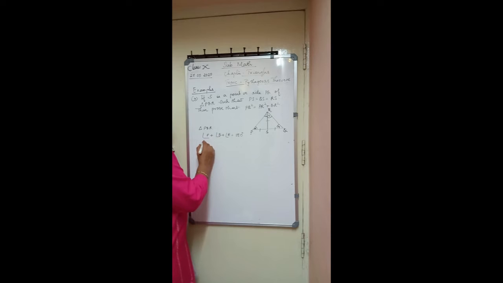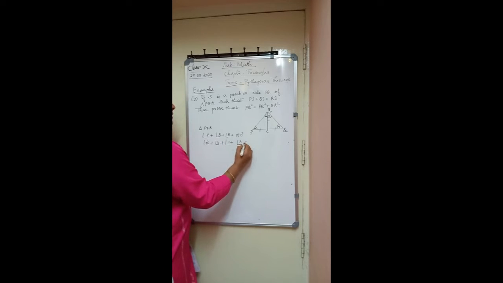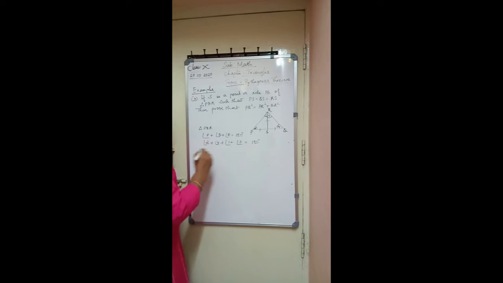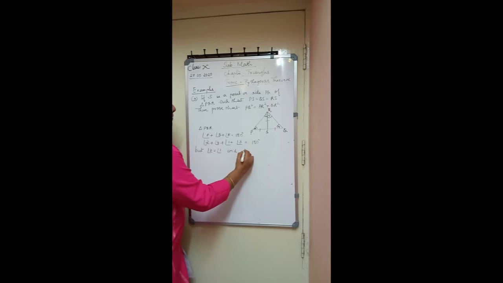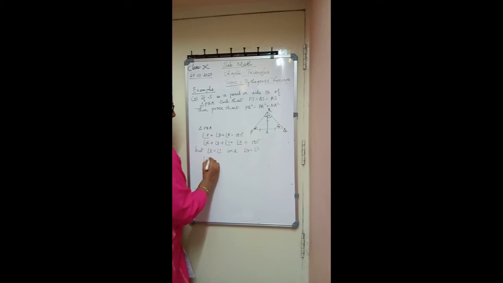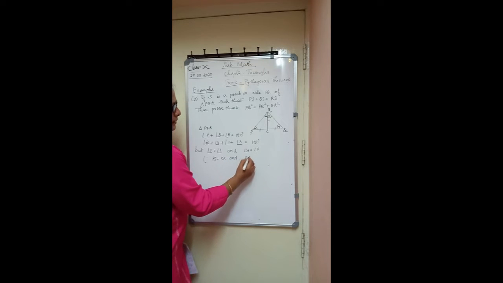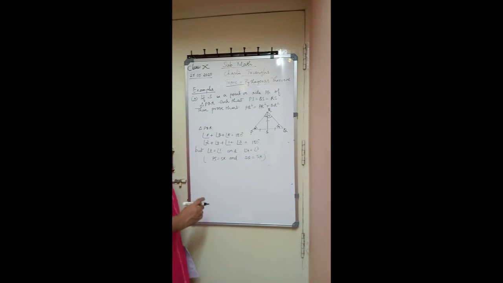So what is angle P? Angle 2. What is angle Q? Angle 4. What is angle R? 1 plus 3. Angle 1 and angle 3 equals 180 degrees. But angle 1 equals angle 2, and angle 4 is equal to angle 3 because PS equals SR and SQ equals SR. So these two angles are equal, these two angles are equal.